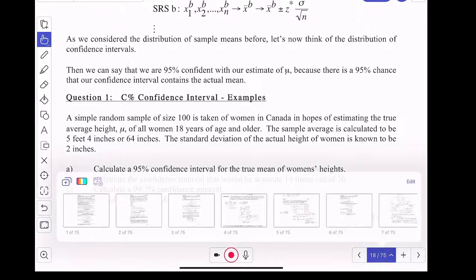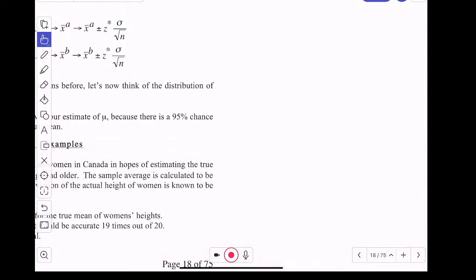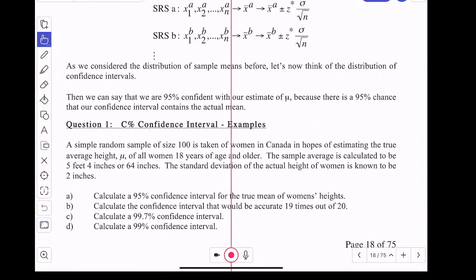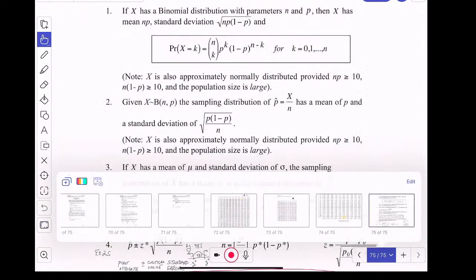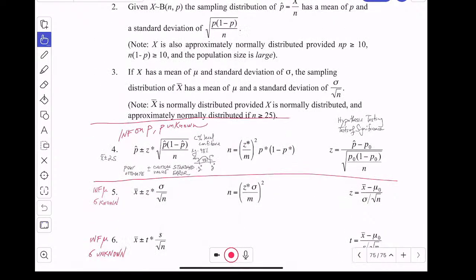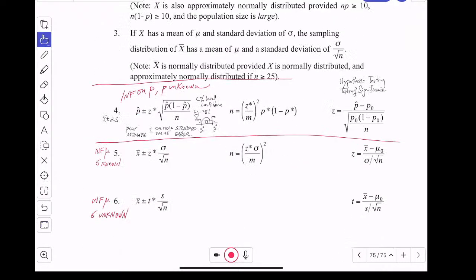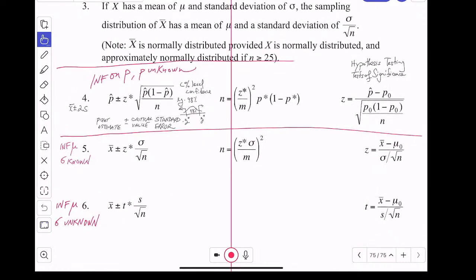So what we're going to do next is the next row. Oops, moved it over. The next row in the formula sheet. We are going to talk about confidence intervals with the sample mean, confidence intervals to estimate the true mean. We're going to talk about sample size estimation and tests of significance or hypothesis testing for the mean.